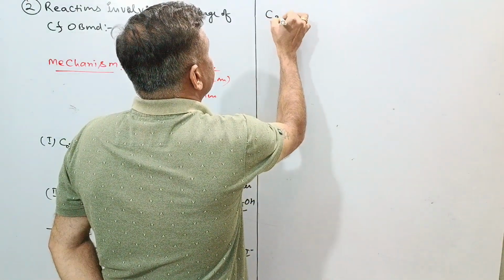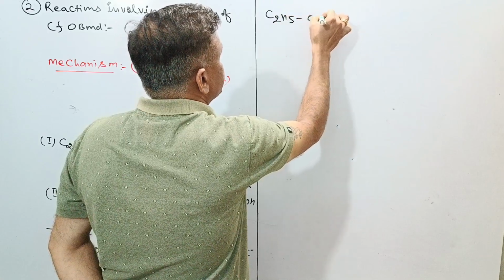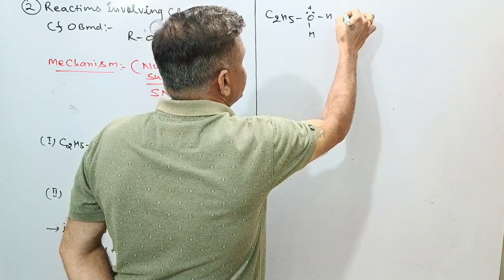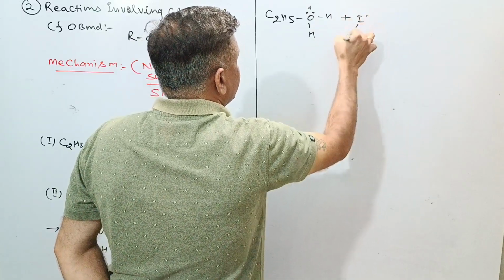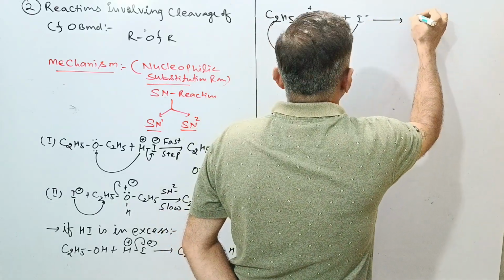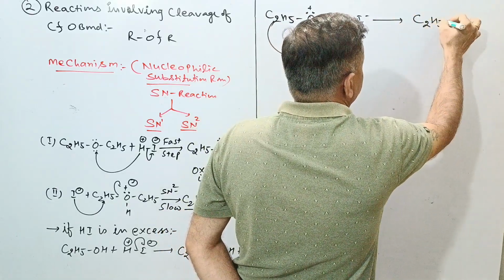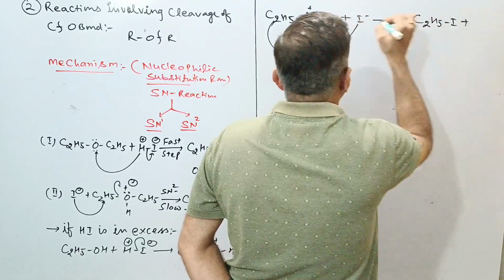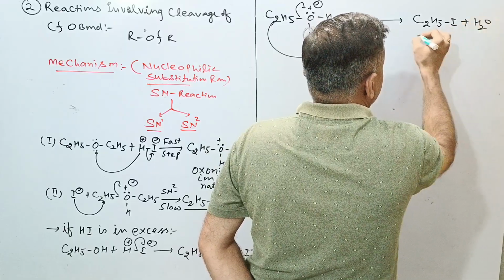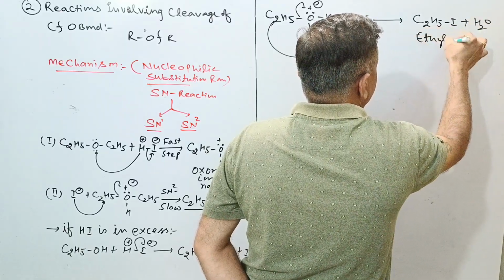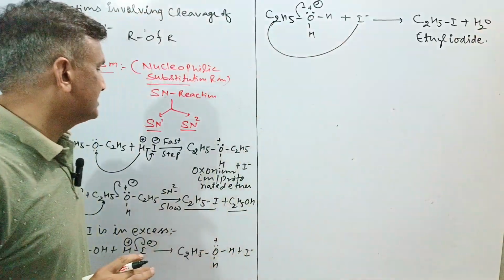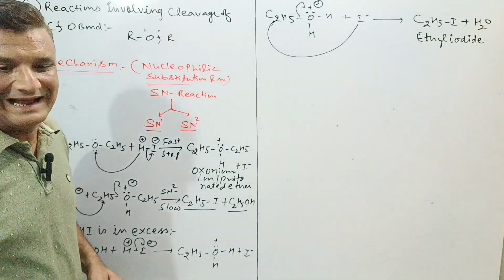In the next step, on the protonated alcohol C2H5OH, there will again be an attack of I from the back side. So here will be the formation of C2H5I with the removal of H2O. This is the ethyl iodide. This was about the reaction with your halogen acid.